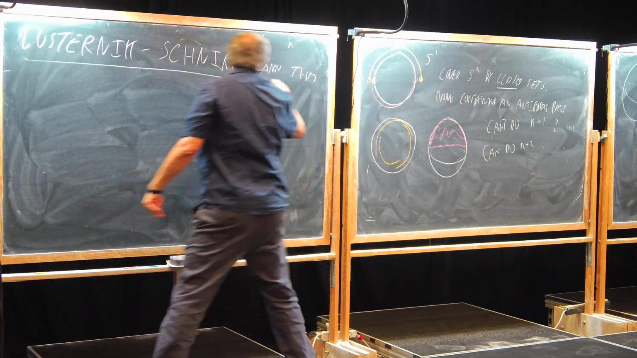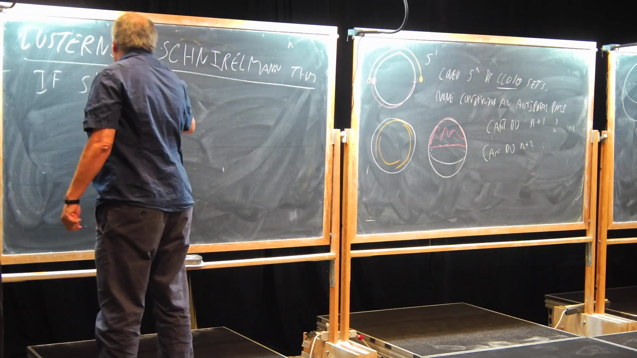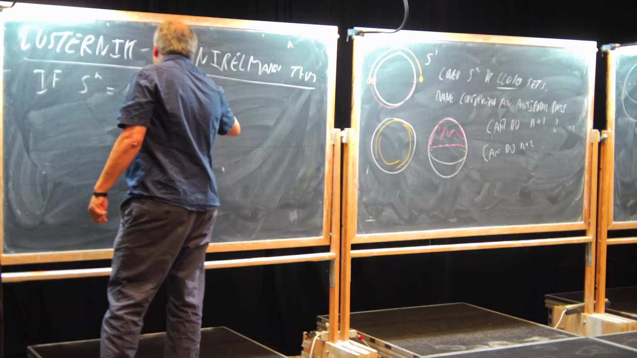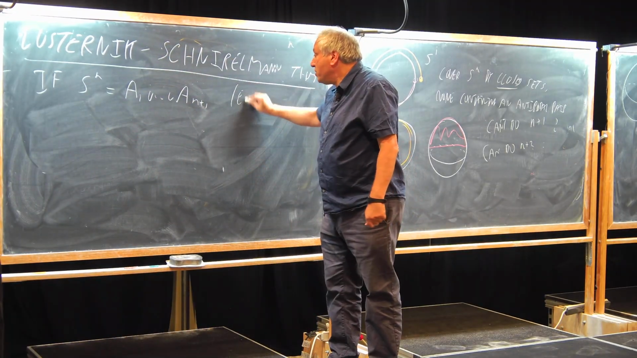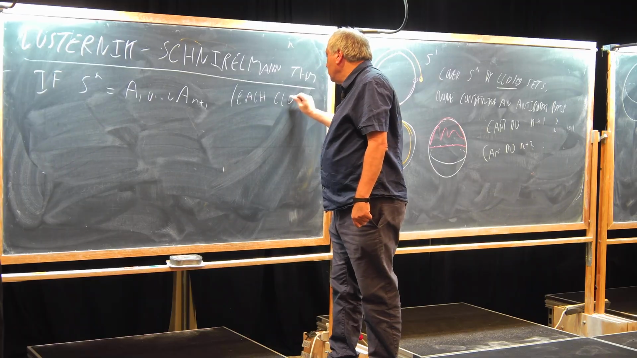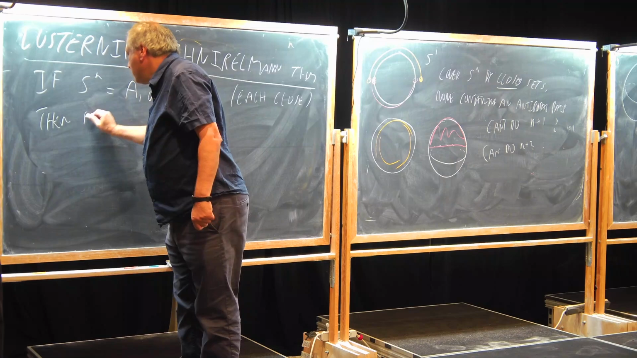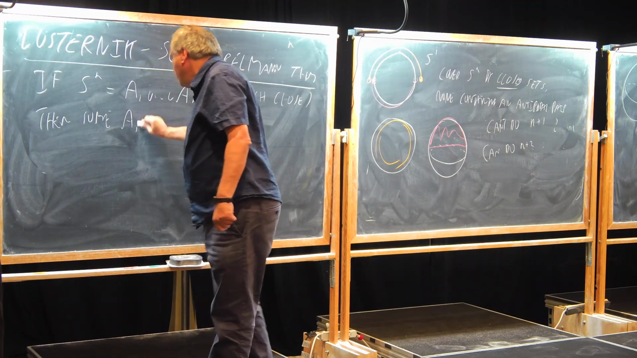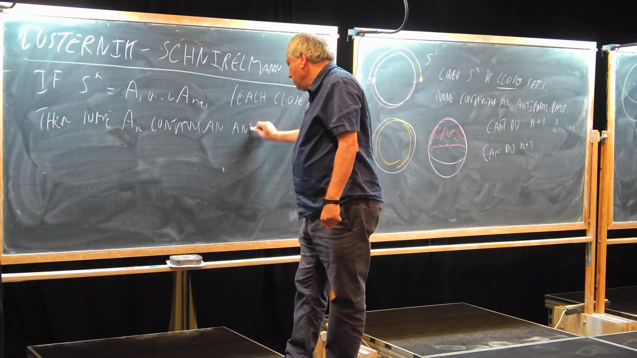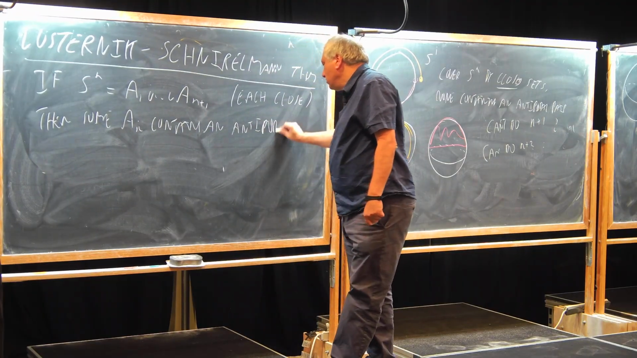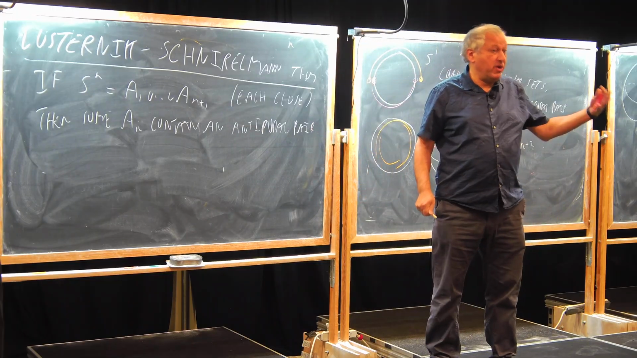And it says, if you write Sn as A1 up to A(n+1), each closed, then some Ai contains an antipodal pair. Okay, which is what we're trying to prove.